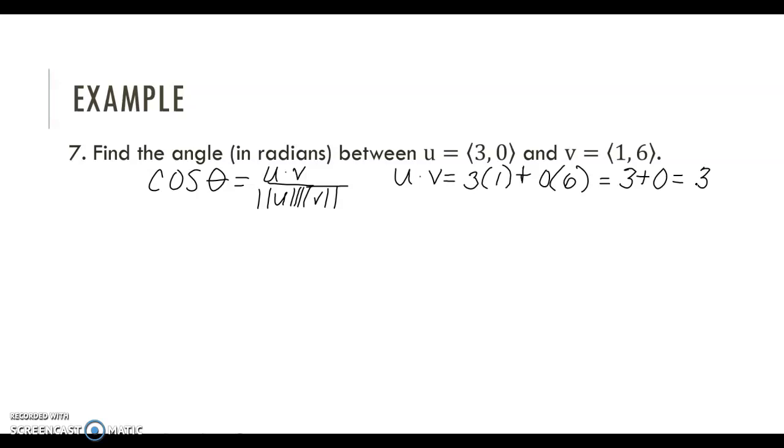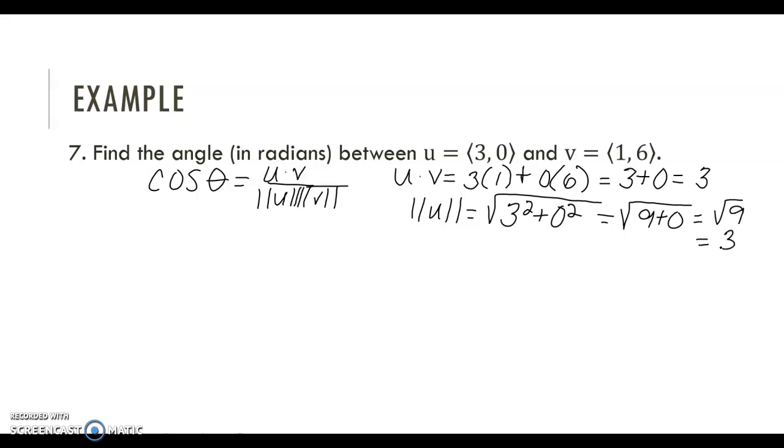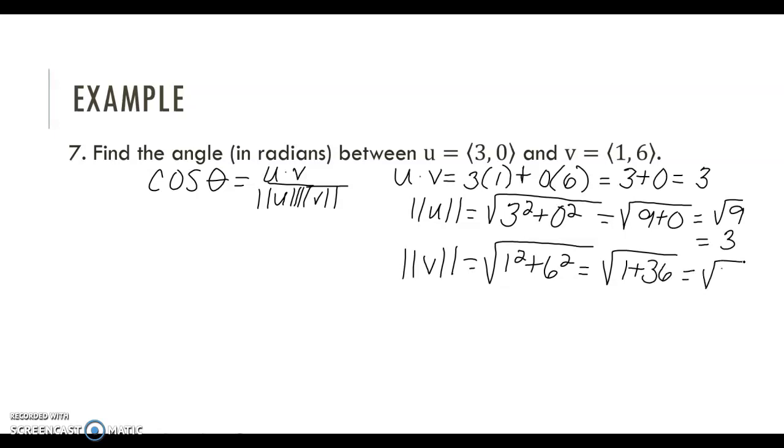Let's find the magnitude of u and v then. The magnitude of u would be the square root of 3 squared plus 0 squared, which is the square root of 9 plus 0, which is just the square root of 9, which is 3. And the magnitude of v is the square root of 1 squared plus 6 squared, which is the square root of 1 plus 36, which is the square root of 37, and I'm just going to leave it as that for now.